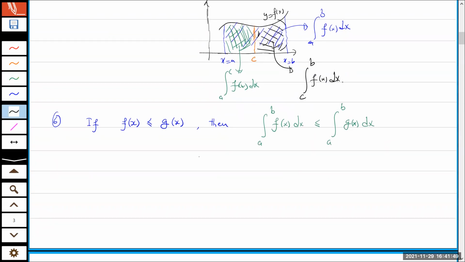And once again, once we graph it, it makes complete sense that if this is our function, let's say f of x, and I have my function g of x always on top of it, somewhere here. This is my function y equals g of x. If we cut everything off from a up to b, you can see that the area under the graph of f is definitely smaller than the area under the graph of the function g of x over the interval a, b.